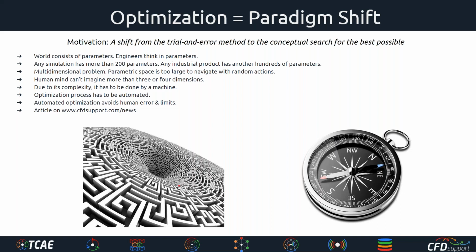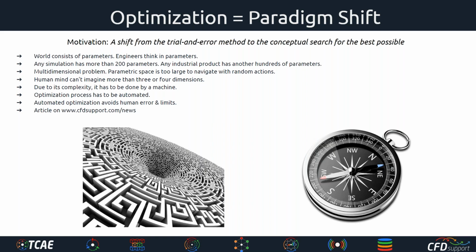Today's webinar is about optimization. We believe that optimization is part of all of this, and it's a big thing because, as you know, in the past engineers were simulating individual points over time and ran simulations one by one. Optimization is a big thing for us. We believe it's a large shift from the trial and error method to the conceptual search for the best possible.